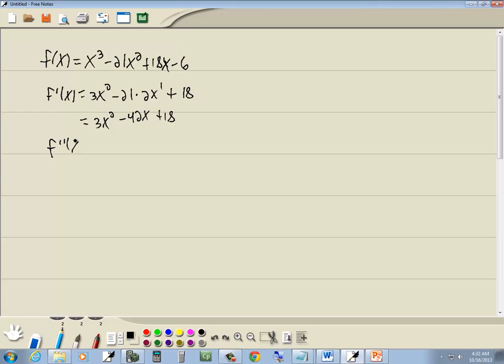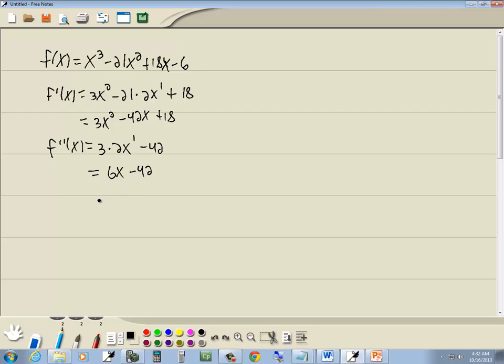Then for our second derivative, do the same thing. Take your power, put it out in front, lower it by 1. So x squared becomes 2x to the first. Negative 42x just becomes negative 42. Which gives us 6x minus 42.